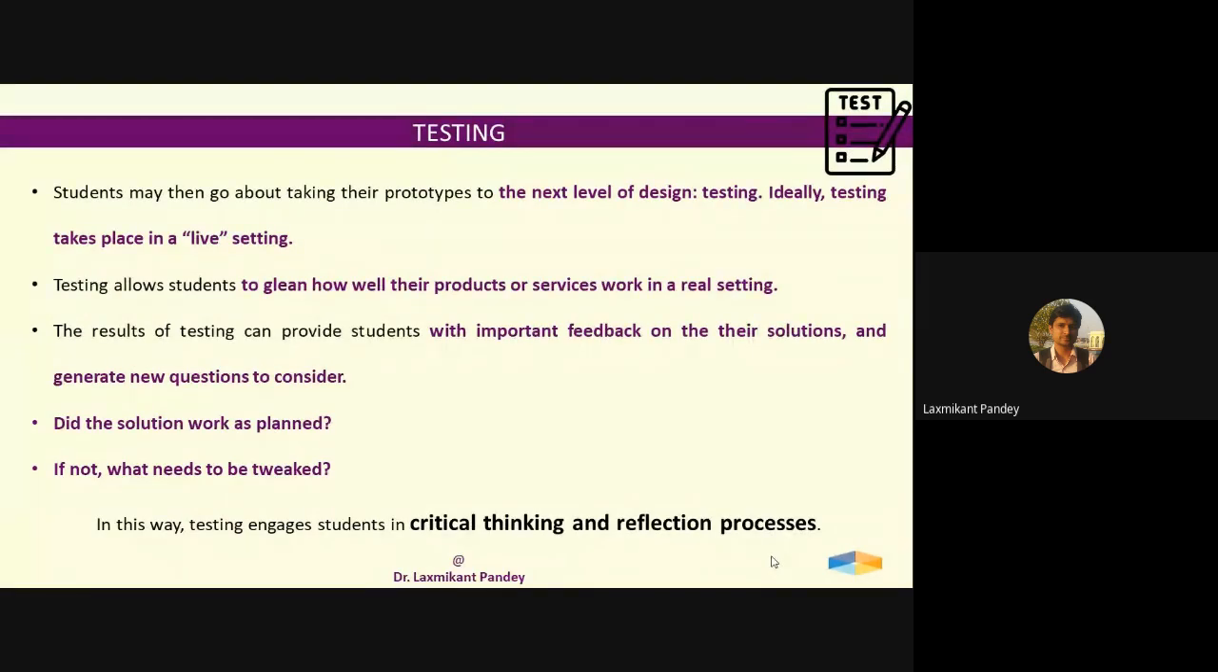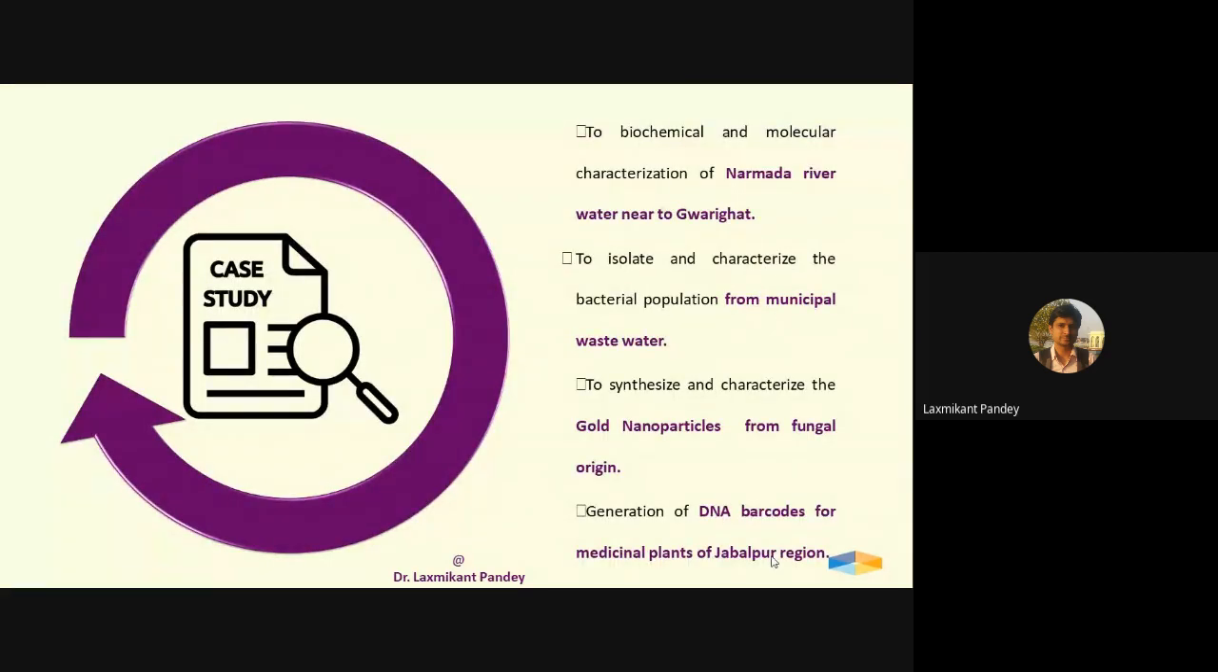So in this way, testing engages students in the critical thinking and reflection of processes. So he learned these two soft skills by doing the project based learning.